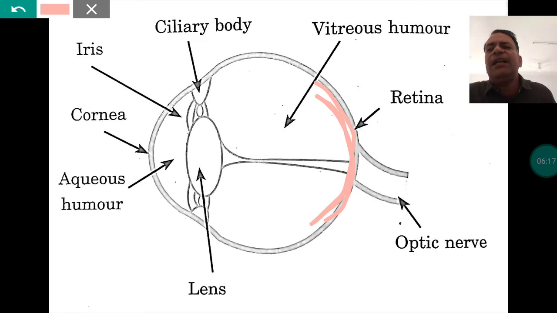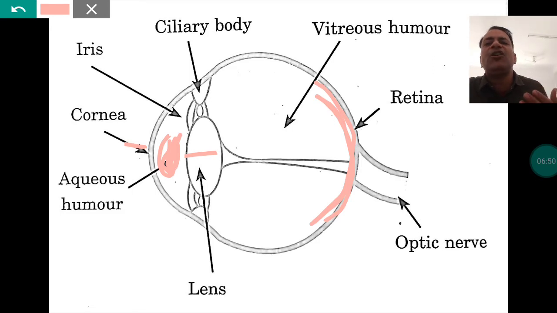Alright. Now there are two different kinds of humors. Humors means a kind of aqueous substance. One is this aqueous humor. This aqueous humor, you can see it is located between the cornea and the lens. Or you can say it is between the cornea and the pupil, because the pupil is basically a hole. What is this hole filled up with? It is filled up with aqueous humor.